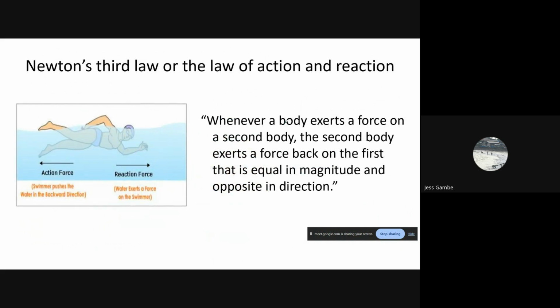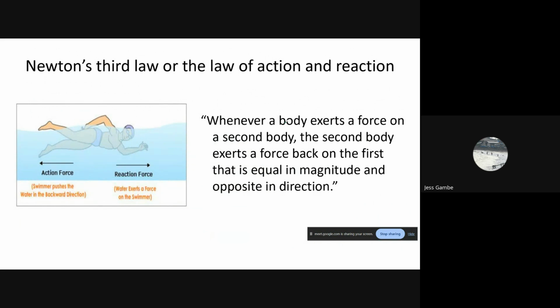The next one is Newton's third law, or the law of action and reaction. As you can see, someone is swimming. Of course, if you swim, you tend to stride against the water. So it's an action-reaction form. When he strides, he brings the water down along his body, thus allowing him to propel himself in the direction he wants.